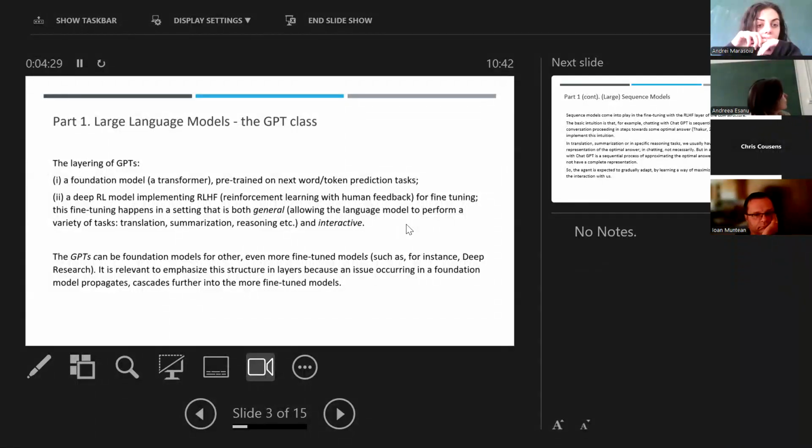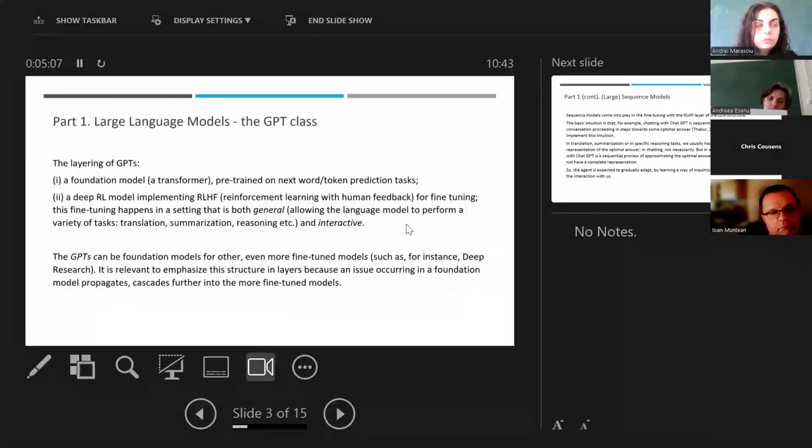The layering of those GPTs that I was telling you about. As we know, at the bottom, there is a foundation model or a transformer, which, as we all know, is pre-trained on next word or next token prediction tasks. On top of that, we also have a deep reinforcement learning layer, which implements a technique called reinforcement learning with human feedback, the RLHF, that I was telling you about, for fine-tuning the model.